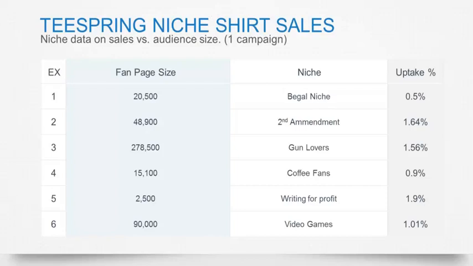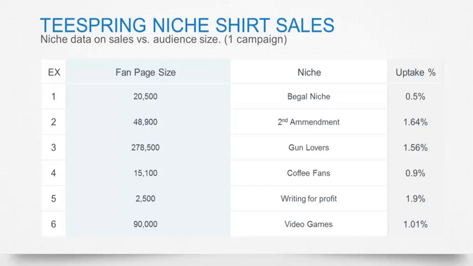In the Second Amendment niche, 48,900 fans, a 1.64% uptake rate. Uptake means the number of people that bought a shirt from that campaign. Example number 3 is a gun lover niche. Fan page, 278,000 people, 1.56% uptake rate.